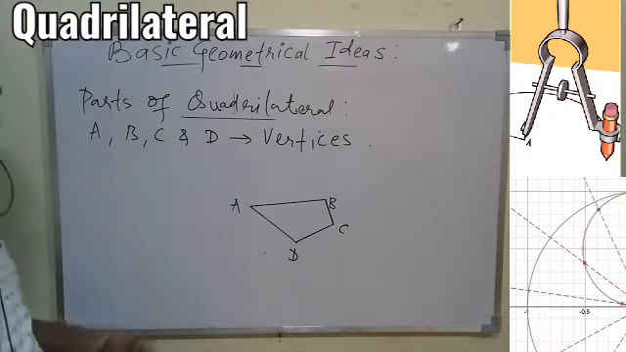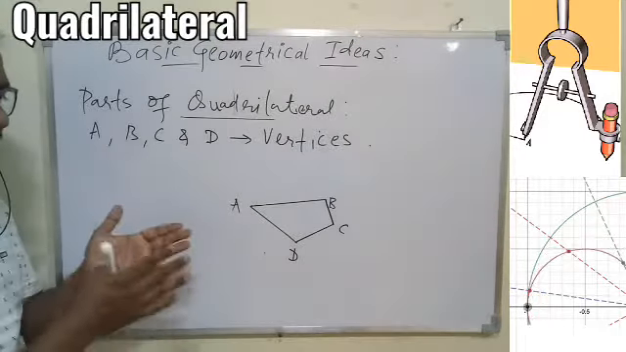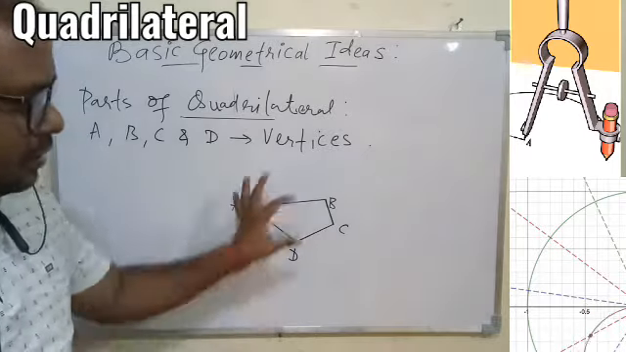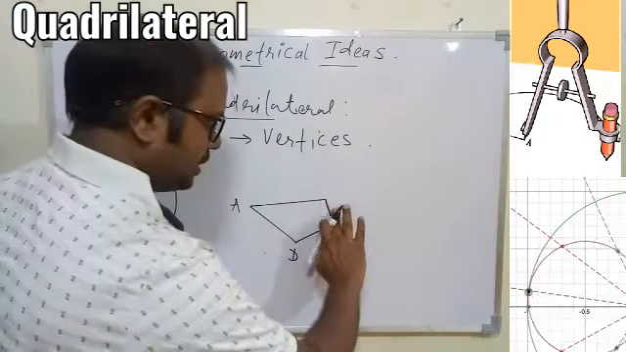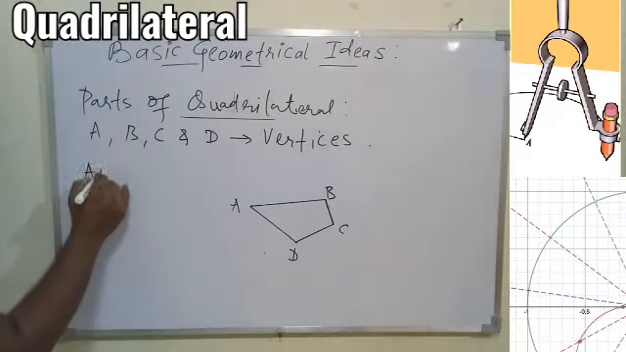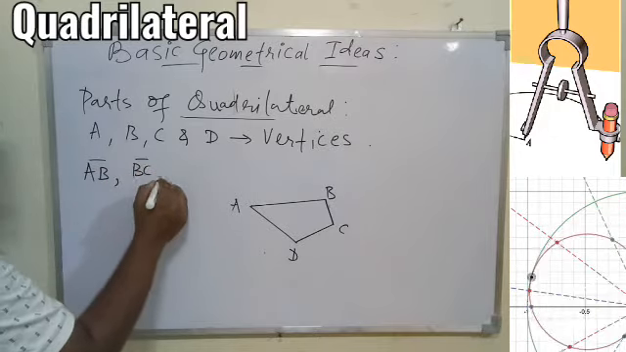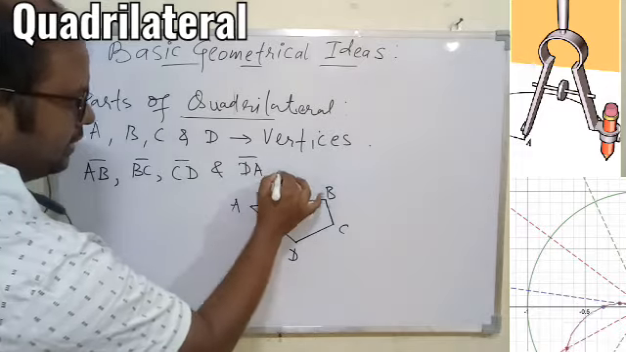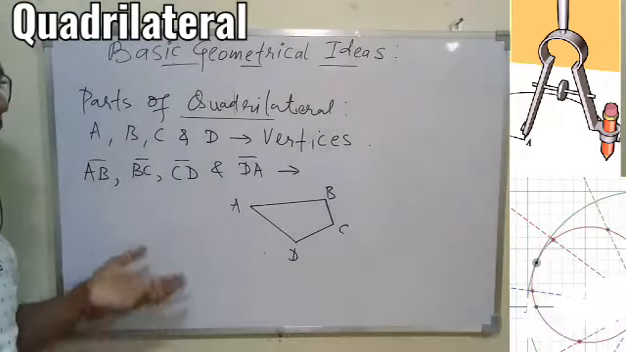Next, we have the different line segments which are forming this quadrilateral. One line segment is AB, then B to C, C to D and D to A. Let me write B here so that you have no doubt. So your line segments are AB, BC, CD and DA, and these are the sides of this quadrilateral.